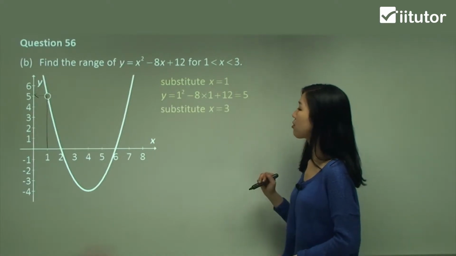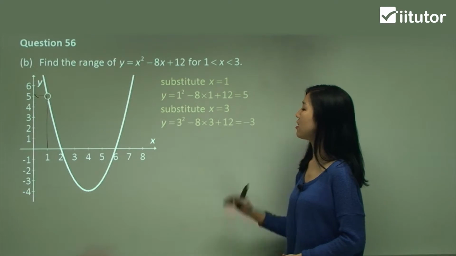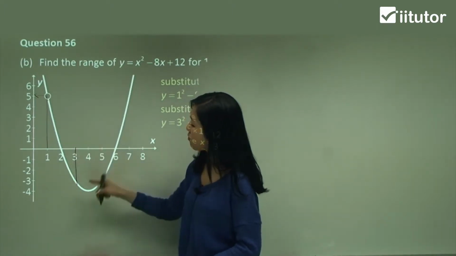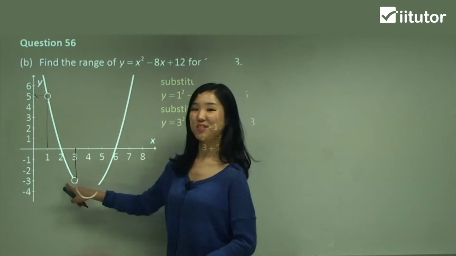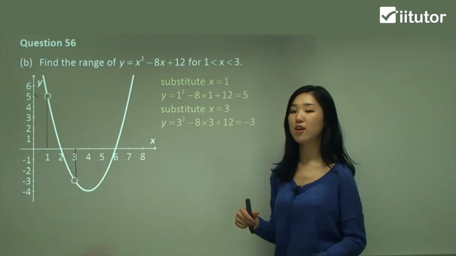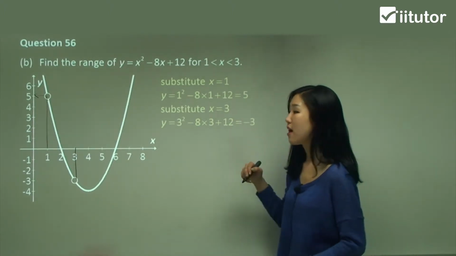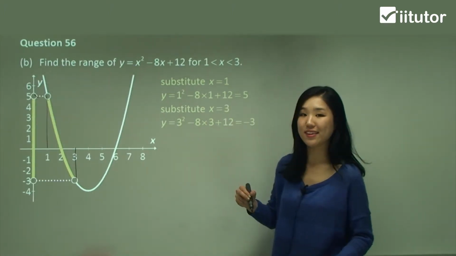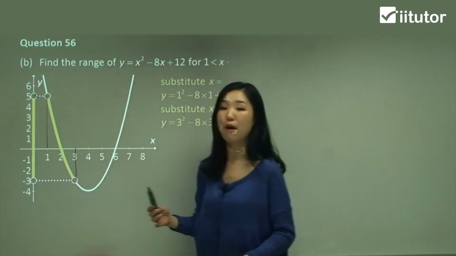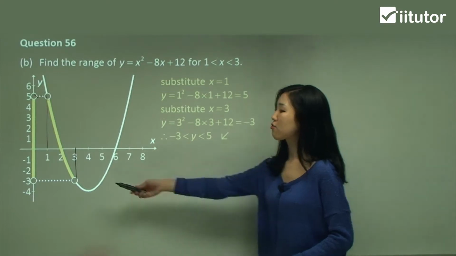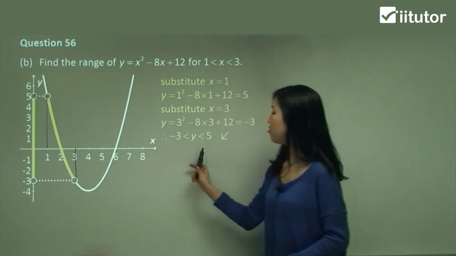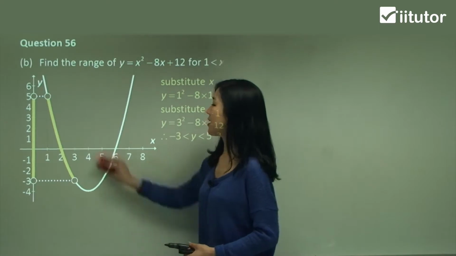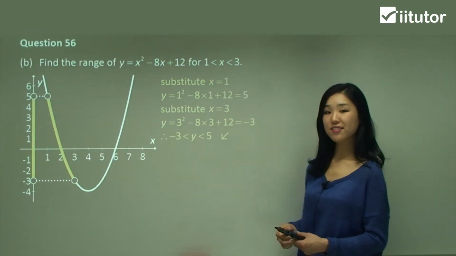Now substitute x equals 3 into the equation. You should get negative 3. So for 3, the corresponding value for y is that particular point there, which is negative 3. Again, it's going to be hollow. The part of the graph between those two points is this part. The corresponding y values would be those values on the y-axis. So what is it, guys? It's going to be greater than negative 3, but less than 5, just like that for y. That's all there is to it. That's the range for this part of the x values.